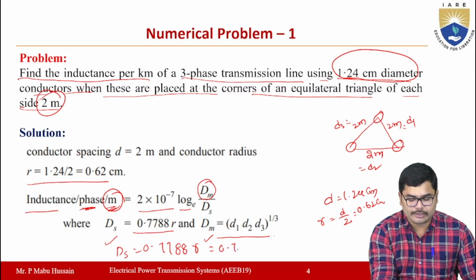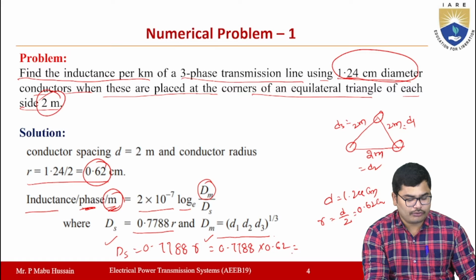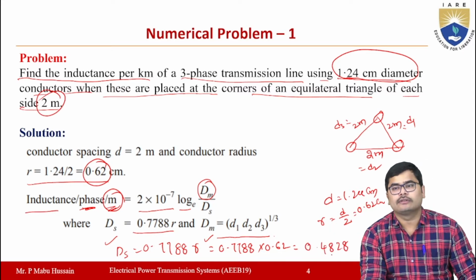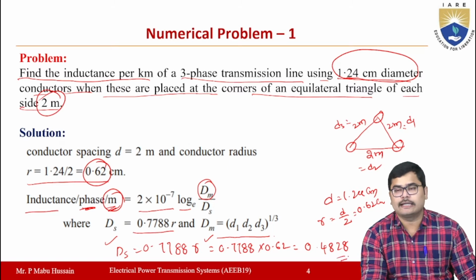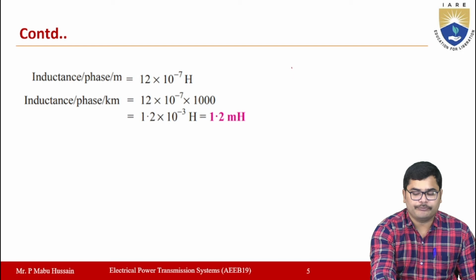So 0.7788 times the R value here, 0.62. Okay. So now if you calculate 0.7788 multiplied with 0.62, you will get 0.4828. Okay. So this is the Ds value. Then in a similar way you calculate the Dm.